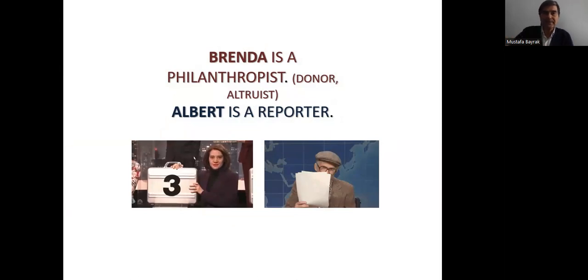Now let's start with this sentence. The lady on the left is Brenda. Brenda is a philanthropist, or an altruist, a donor, that is, she donates for the people who need money or other things. Brenda is a philanthropist. This is a to be sentence. Let's see how it will change, what kind of forms it will take in the following reported speech slides.